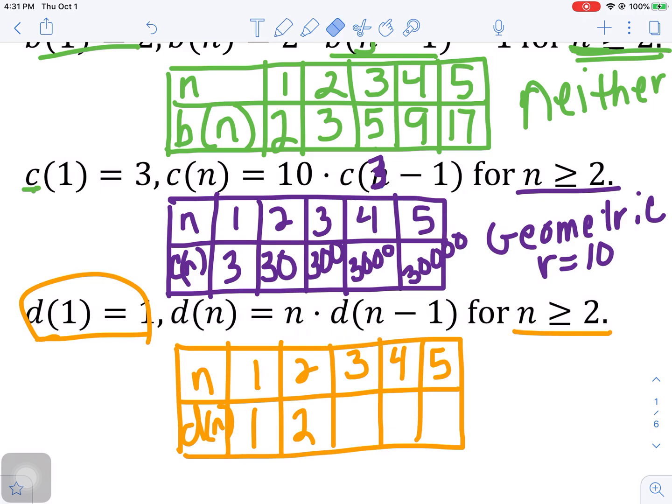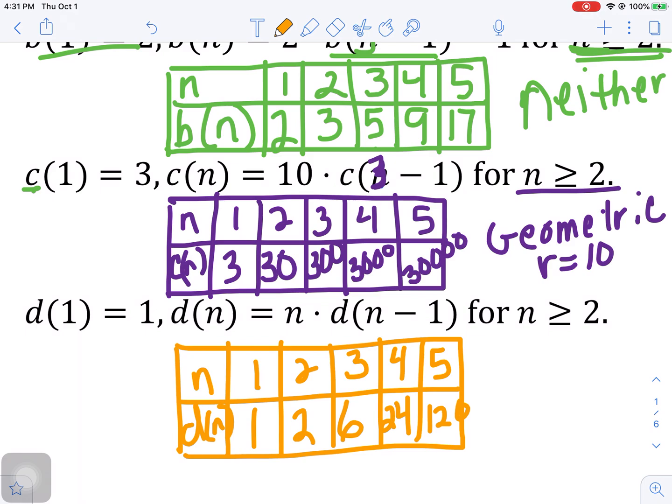And the next one, to find d of 3, we put 3 in here and here, according to our rule. And so we're going to take 3 times d of 3 minus 1. d of 3 minus 1 is d of 2 here, so that would be 2. So 3 times 2 is 6. So basically, we're just multiplying the term number by the previous term. And so d of 4 is going to be 4 times 6, which is 24, and d of 5 is going to be 120 then.